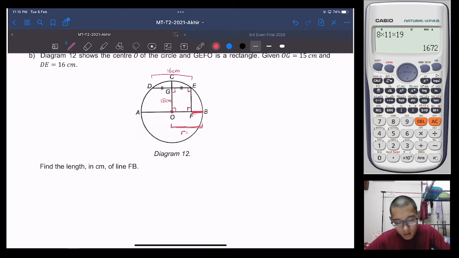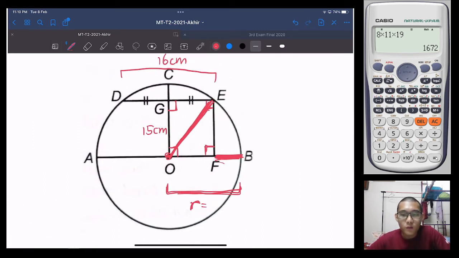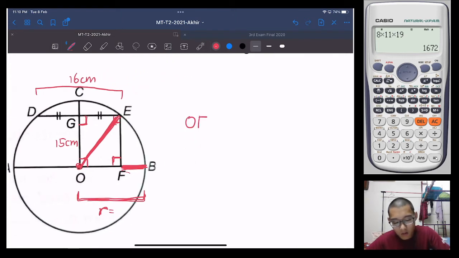What is R? How do we find the R? If we want to find the R, we need to find the OE. OE, how to find? If you focus on this, we will see that we have a right angle triangle, because there is a right angle here, right? So we find OE using the Pythagoras theorem. OE square is equal to how much? GE square plus OG square.